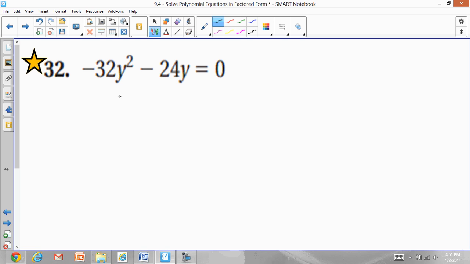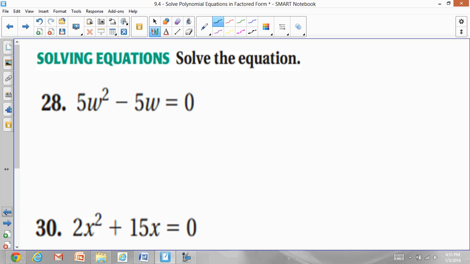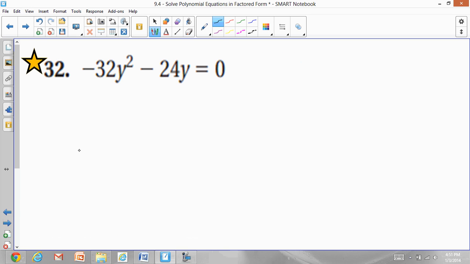Copy down question number 32. So the first thing you got to understand is solve the equation. So you cannot solve the equation unless you have them factored. So step number 1, you're going to look at negative 32y squared minus 24y equals 0. So you cannot split them apart. There are steps involved before you can get to the step which you just learned.